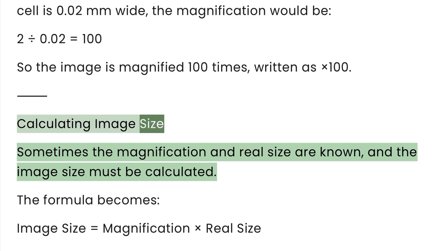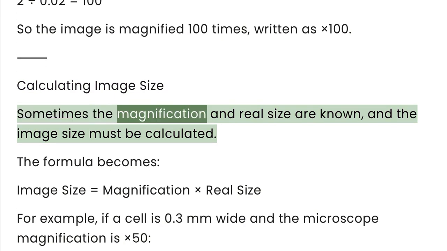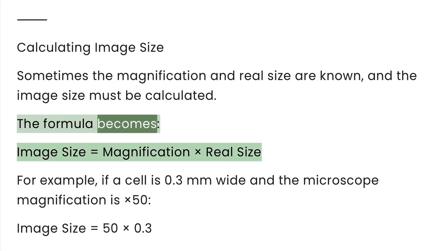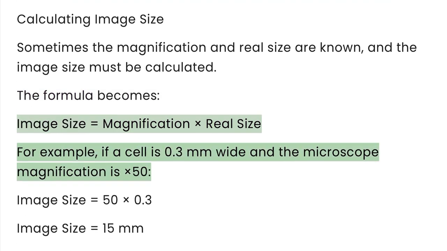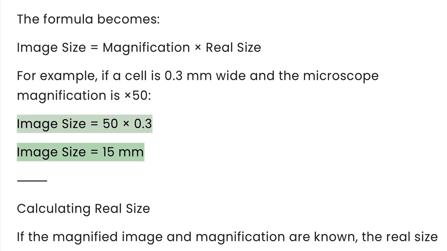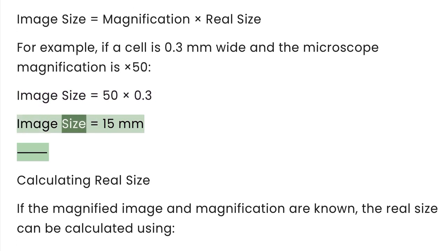Calculating image size. Sometimes the magnification and real size are known, and the image size must be calculated. The formula becomes image size equals magnification × real size. For example, if a cell is 0.3 millimetres wide and the microscope magnification is 50, image size equals 50 × 0.3. Image size equals 15 millimetres.